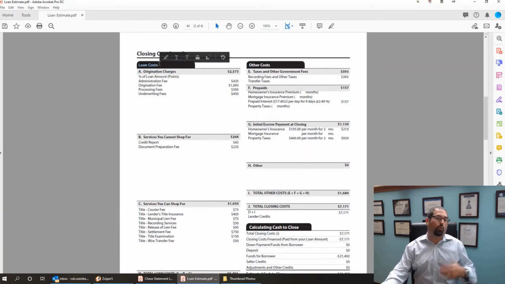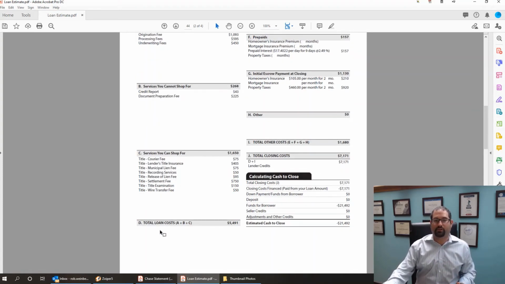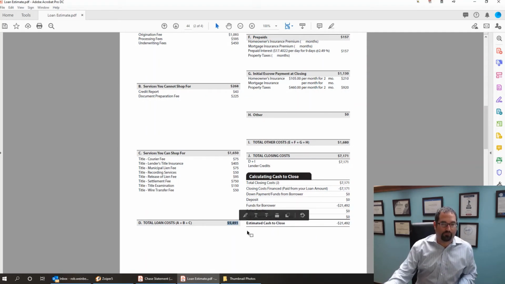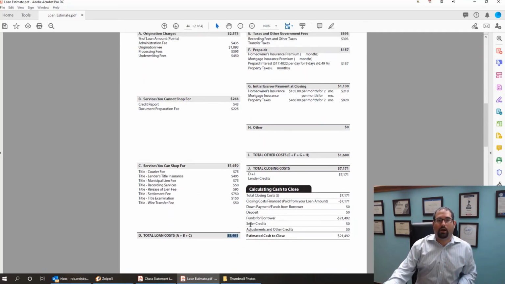So when people talk about what are my closing costs, nine out of ten times this is what they're talking about, the left side fees here. Okay, so in this case, the total fees were $5,491. All right, now other costs.